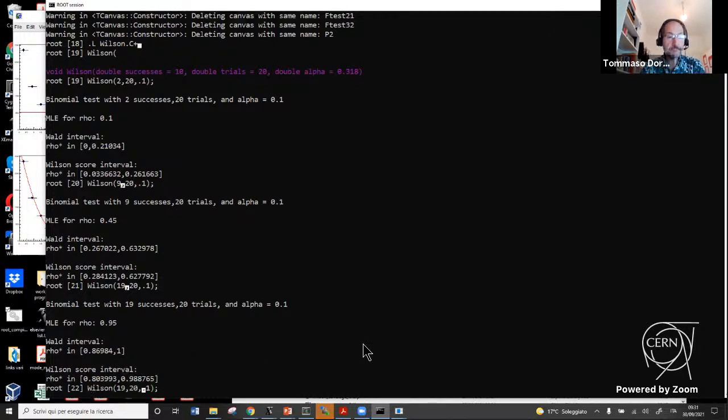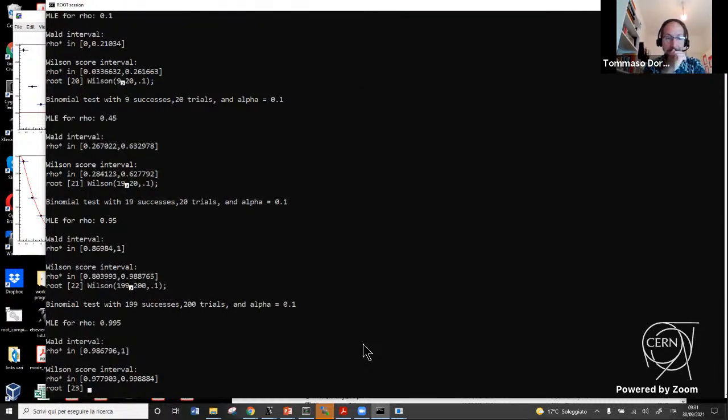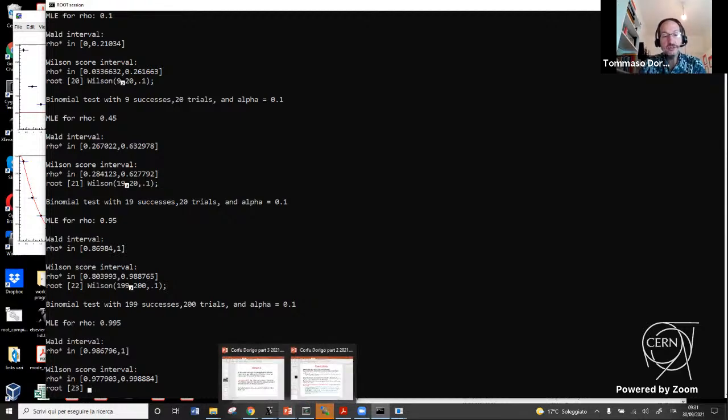And if I increase this to be, let's say, 199 out of 200, the Wald interval is 0.987 to 1, and the Wilson score is 0.977. So, okay, there is a difference in these coverages, but it doesn't ring a bell. It doesn't seem like we need to use the Wilson score interval. It looks like there are two different estimates for intervals.